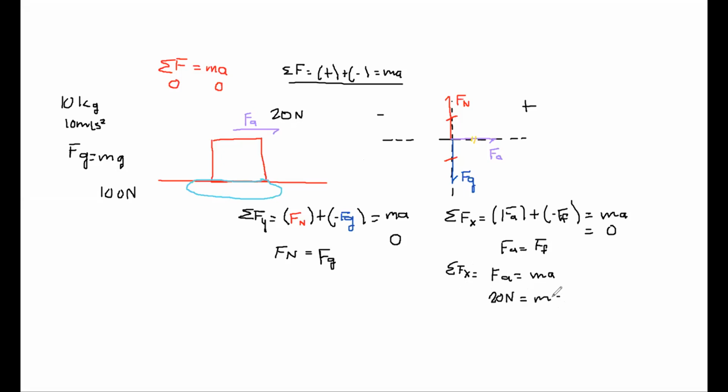Well, we found earlier that the mass of this object is 10 kilograms. So in order to find the acceleration of this object, we'd say 20 newtons divided by 10 kilograms, because we divide the mass over in order to solve for acceleration, is equal to a. And hopefully you know that that's equal to 2 meters per second squared.